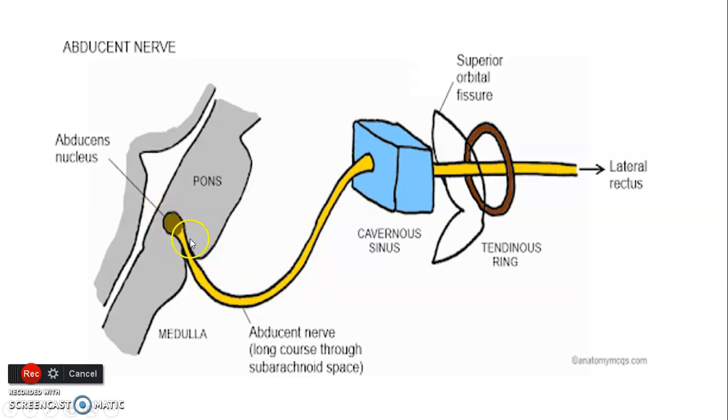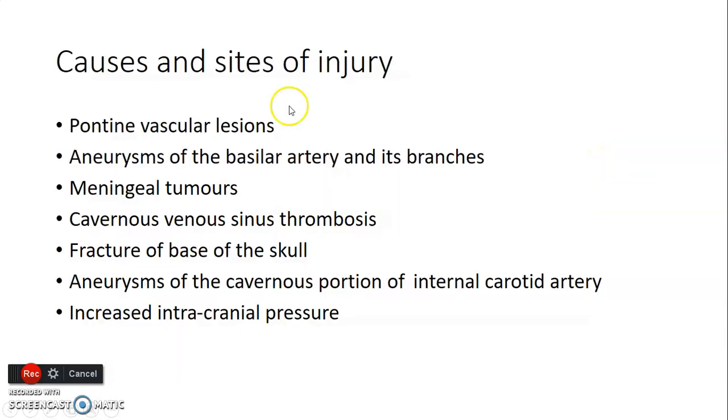What are the sites of injury? Any vascular lesion at the pons will affect it. Aneurysms of the basilar artery can affect the abducens nerve. Tumors of the meninges, cavernous sinus thrombosis because it's a content, base of skull fracture like any cranial nerve, aneurysm of the internal carotid artery within the cavernous sinus because they are the two contents in there, then increased intracranial pressure. So all these are the causes and sites of injury to the abducens nerve.